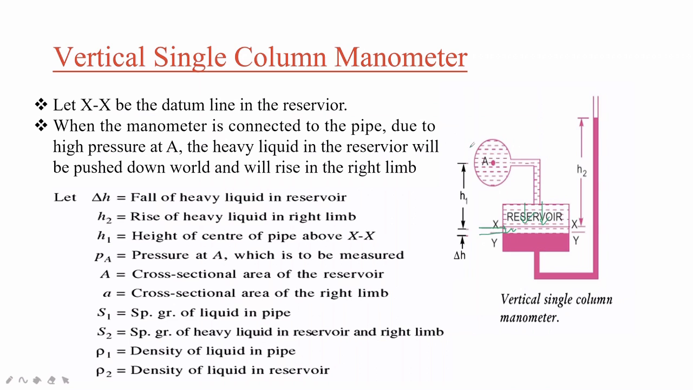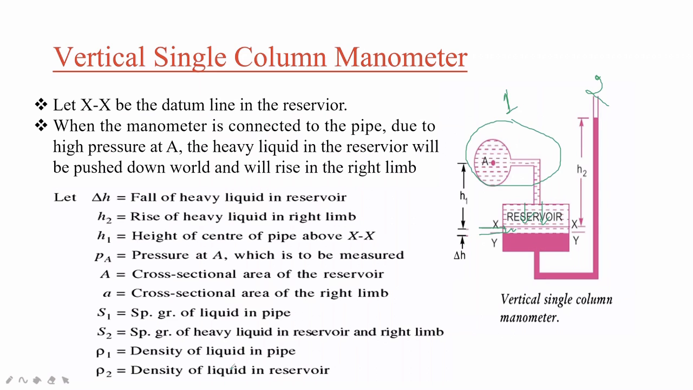Specific gravity of liquid, S1. Number 1 is always considered with the left side terms, and number 2 is always considered with the right side terms. So rho 1 is the density of liquid in the pipe, rho 2 is the density of liquid in the reservoir. Here nothing else is there, just see the image. The vertical single column manometer image should come to your mind, and just define all the points which are on the image.